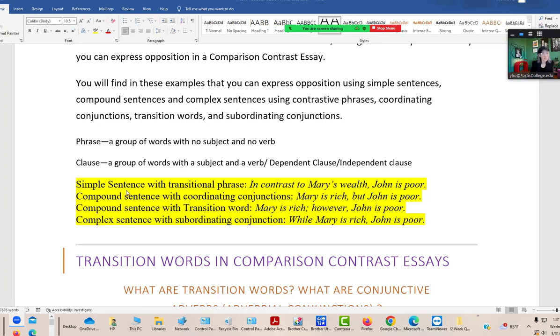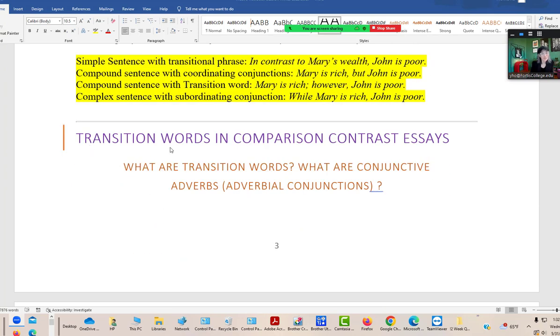And so here you have a simple sentence with a transitional phrase. You have a compound sentence with coordinating conjunctions. You have a compound sentence with a transition word, however, and you have a complex sentence with a subordinating conjunction. So you have 4 different ways in which you can say Mary is rich, but John is poor. So these are 4 different ways in which you can vary your sentence structure in your week 8 essay. So, transition words in comparison contrast essays.